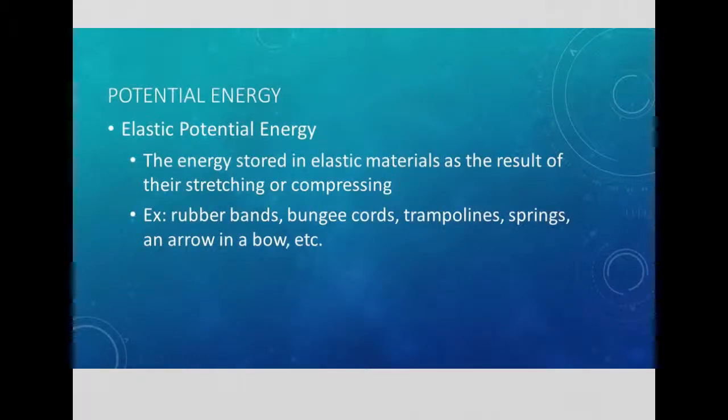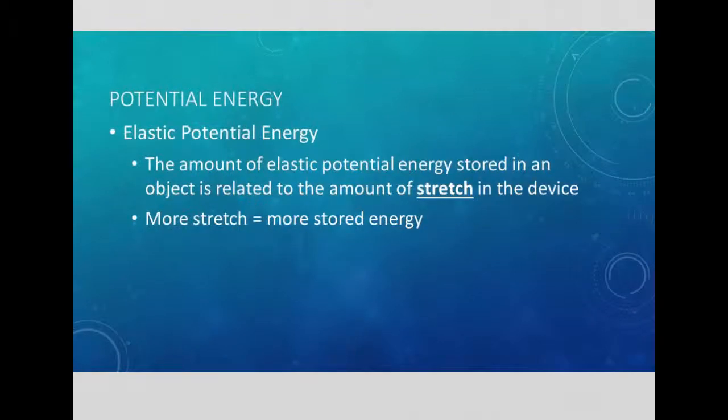The other type of potential energy that we'll talk about is elastic potential energy. Elastic potential energy is going to be the energy stored in elastic materials as the result of either their stretching or compressing. So like rubber bands will have elastic potential energy, as well as bungee cords, trampoline springs, the arrow that's in a bow that was used beforehand, etc.